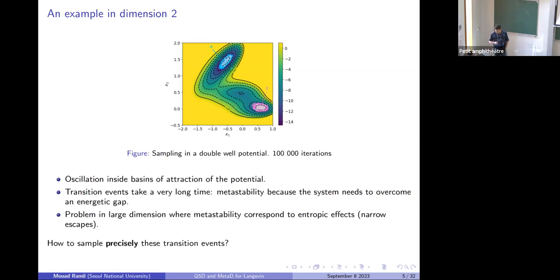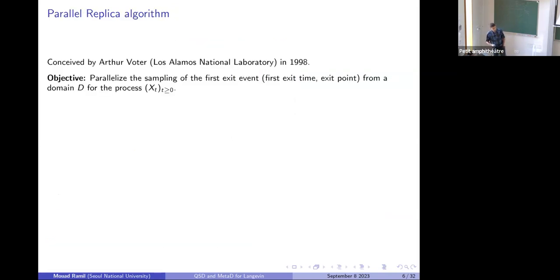So in the first part, I will be interested in how to sample a transition event, but without changing the law. So I'll be interested in the exact law, up to tuning some parameter. The algorithm I will introduce here was designed by Arthur Voter at Los Alamos National Lab in 1998. It's called parallel replica. The idea behind this algorithm is to sample the first exit event from some metastable domain by parallelizing in time the sampling.